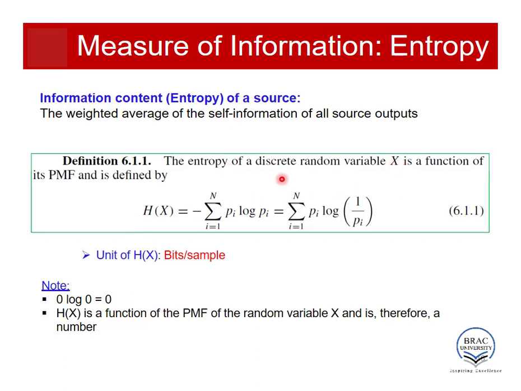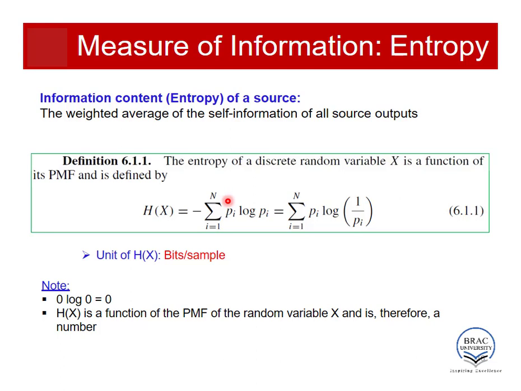X is a discrete random variable. So what is a discrete random variable? A discrete random variable is a variable which can attain discrete values according to the outcome of a random event. For example, I am tossing a coin. What can be the outcomes of a coin toss? It can be head or tail.